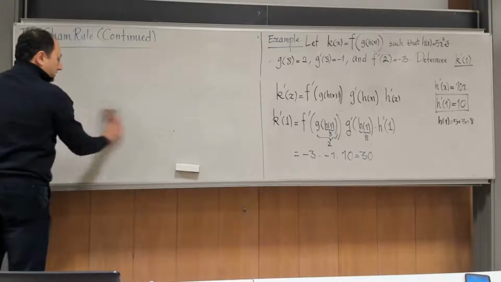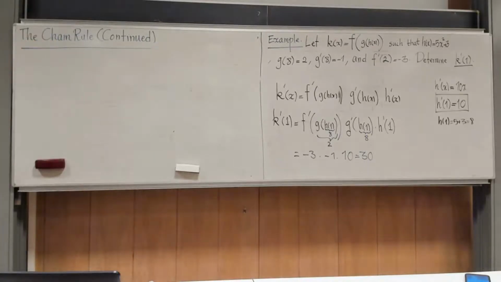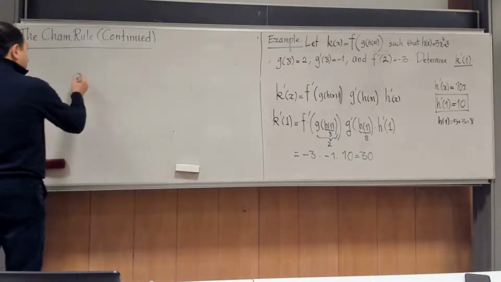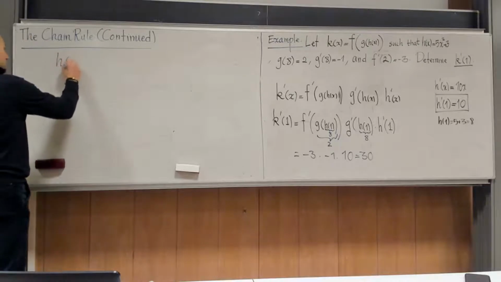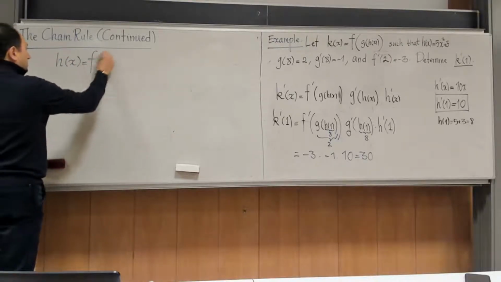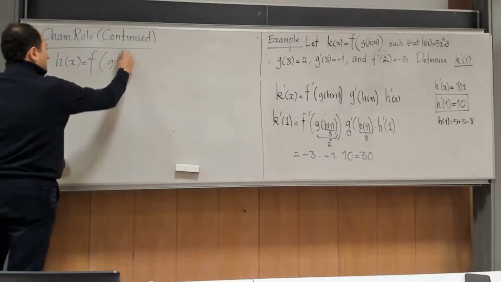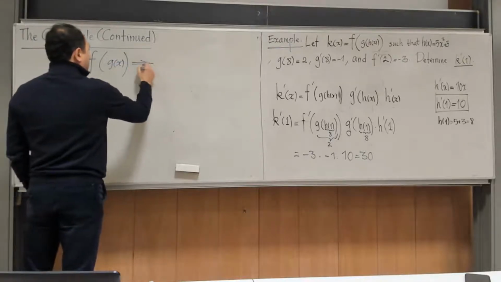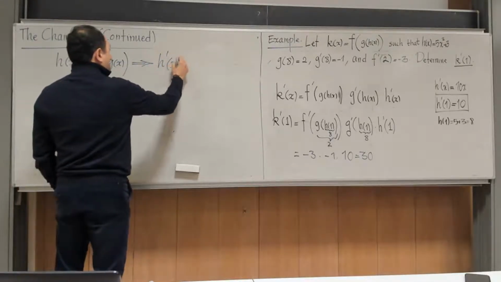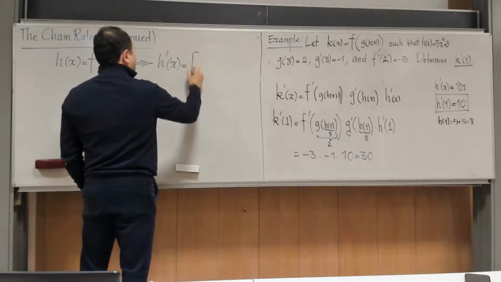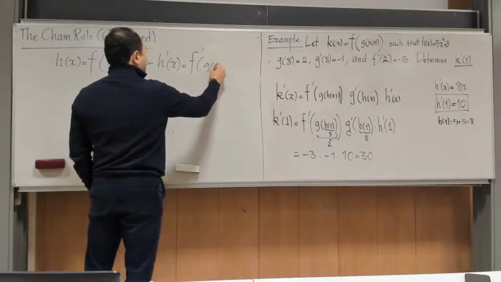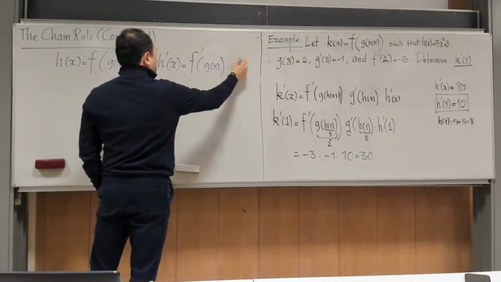So let me write it in this way. The chain rule is this. I have h of x equal to f of g of x. Then I can conclude that h prime of x is equal to f prime of g of x times g prime of x.